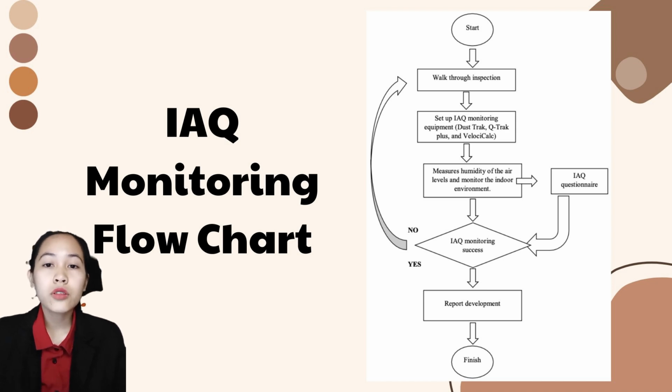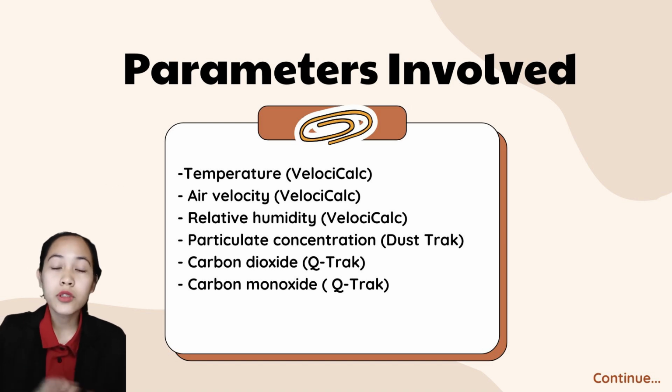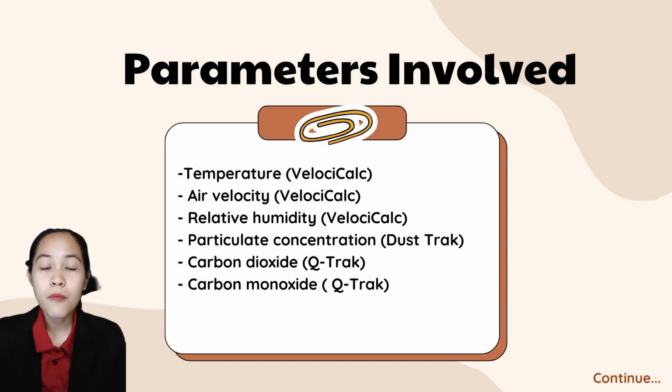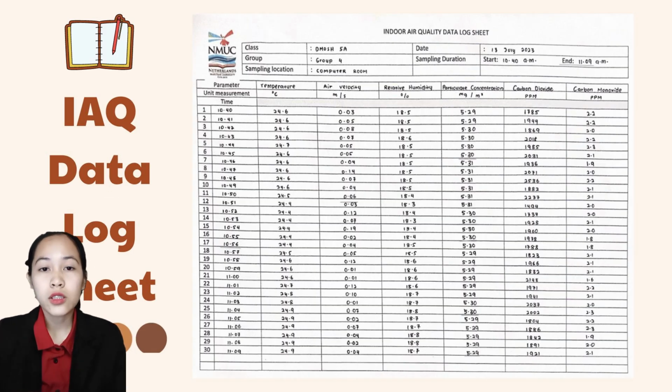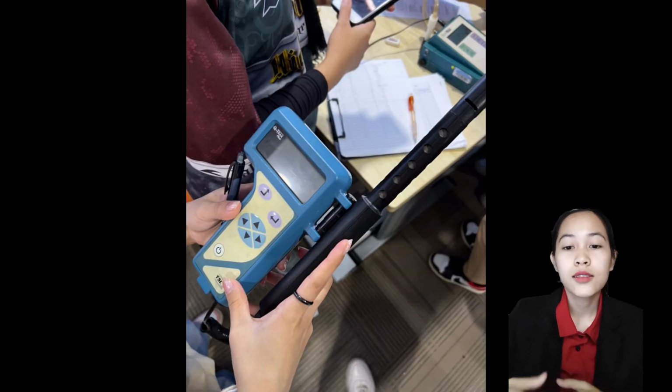After that, we ensure our IAQ monitoring is success, so we can proceed to report development. Then, after all of it done, our monitor is already finished. Next, I will explain the list of parameters involved. First, we need to have temperature, air velocity, relative humidity, particulate concentration, carbon dioxide, and carbon monoxide. Last, there are few features as supporting information during the sampling. That's all. Next.